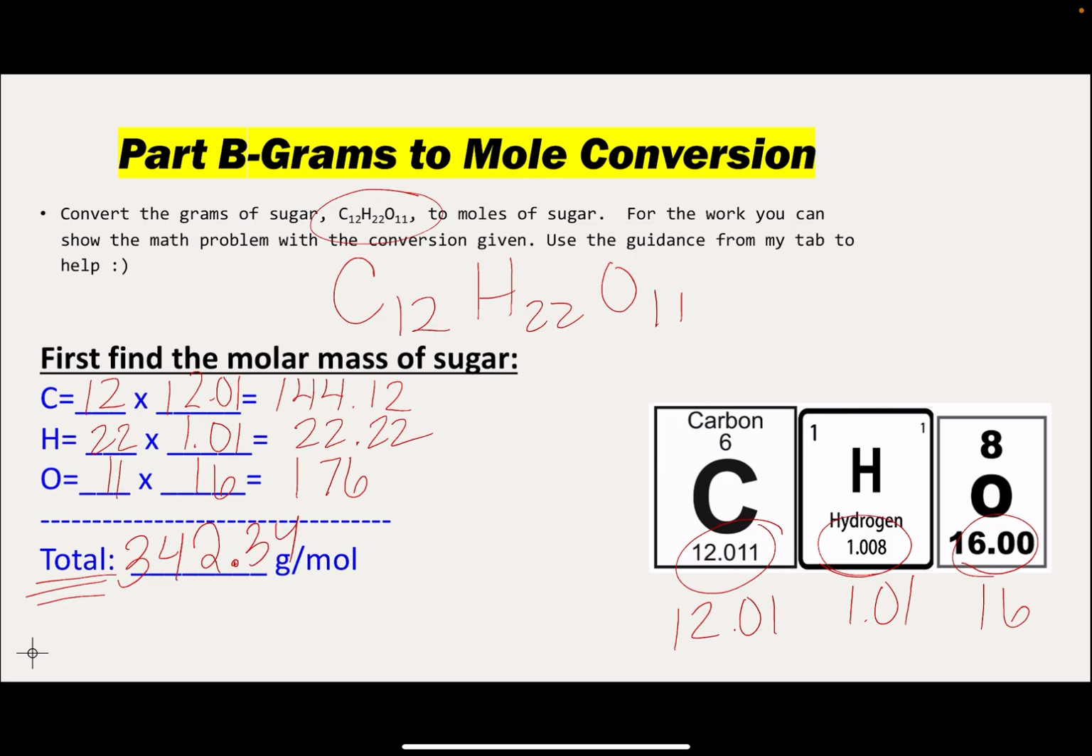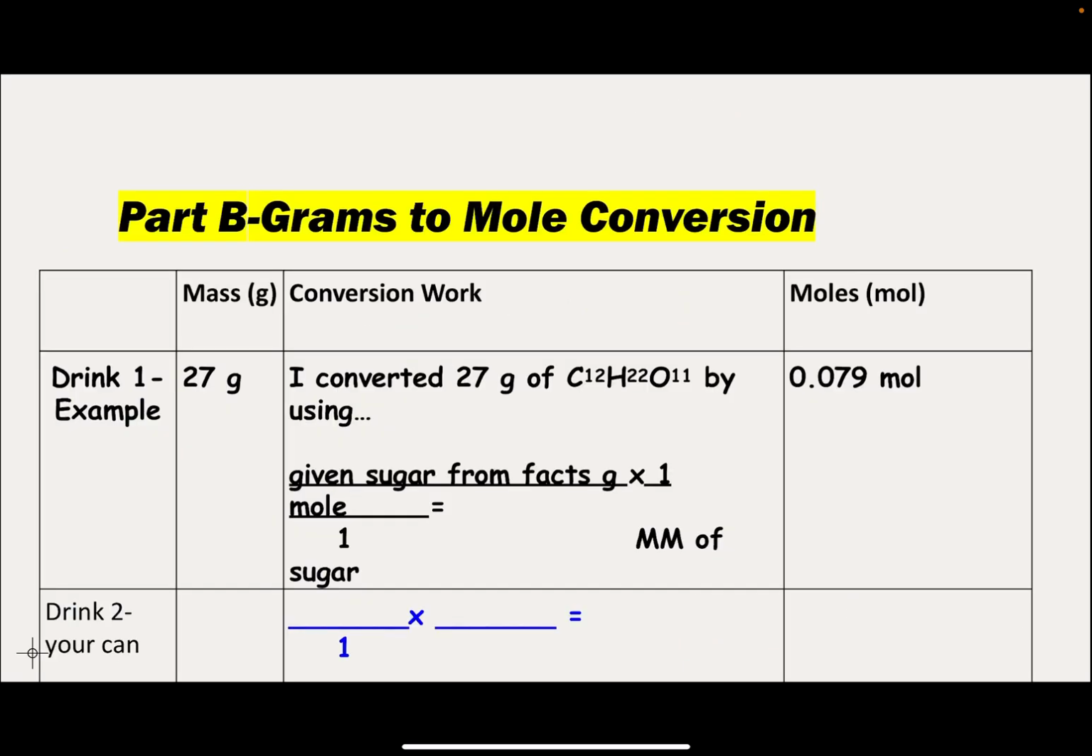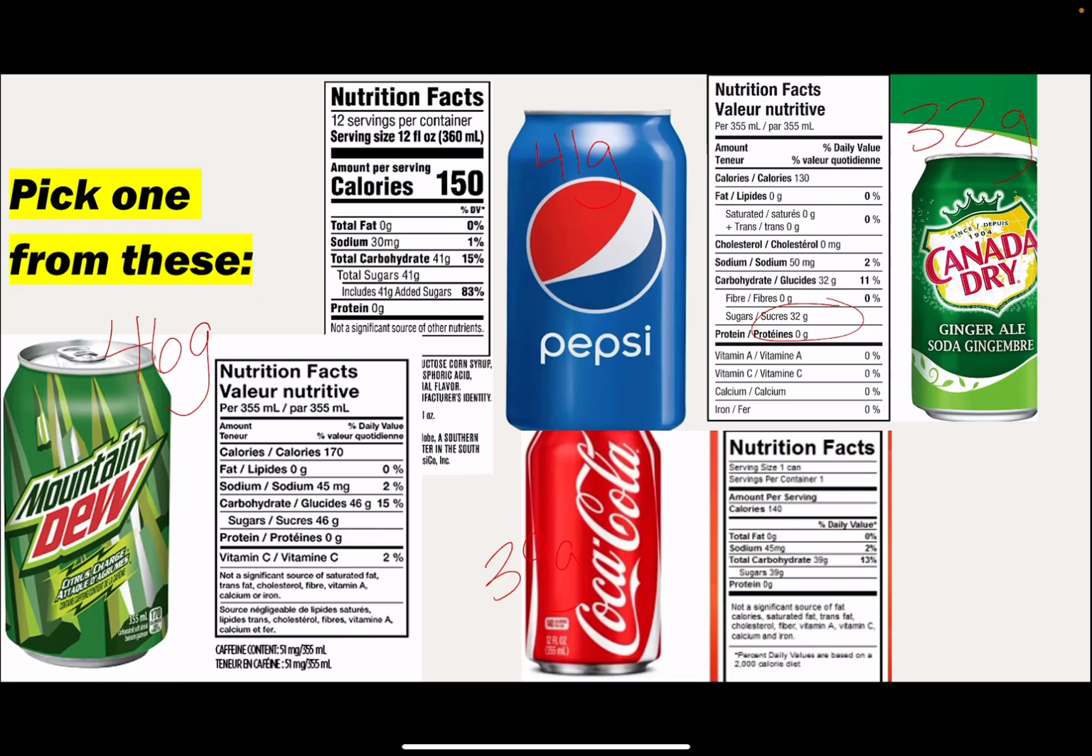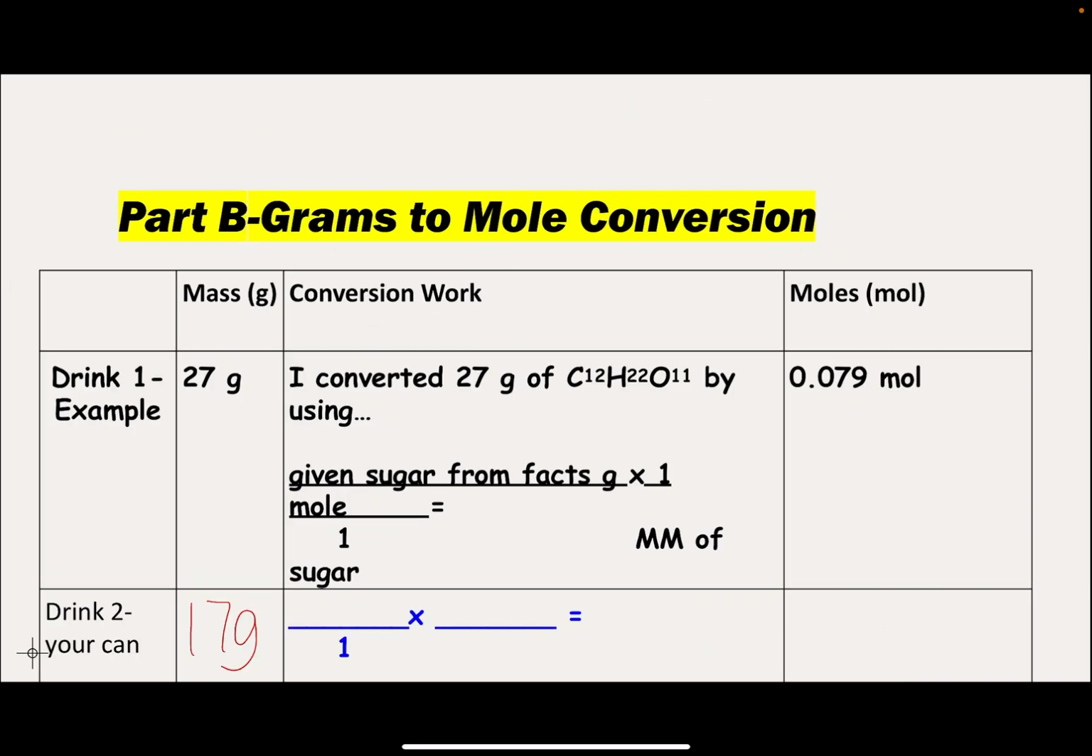Now, we haven't done the conversion yet. We now have the molar mass of sugar, and if we remember, our drink had 17 grams of sugar. We got that from the label. So now it says to convert the grams of sugar. I have my given fact, so I'm going to fill it in, and then I need my 1 mole on top. Then I need the molar mass of sugar here, which we just found was 342.34.